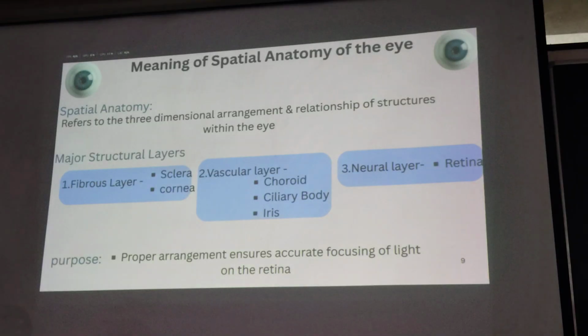Now, let us see what this spatial anatomy of the eye means. Basically, it refers to the 3D arrangement and relationship of structures within the eye. There are 3 major structural layers, namely fibrous layer, vascular layer, and the neural layer. Fibrous layer includes sclera and cornea. Vascular layer includes choroid, ciliary body, and iris. And neural layer consists of retina.